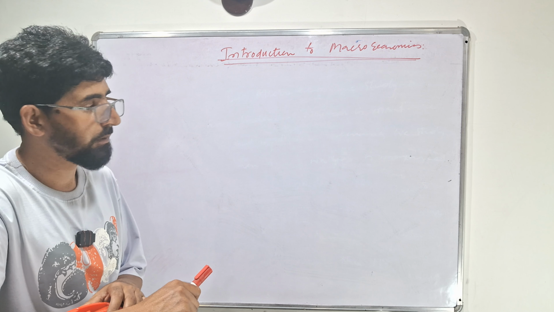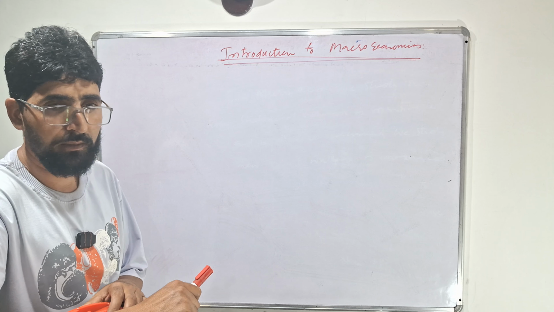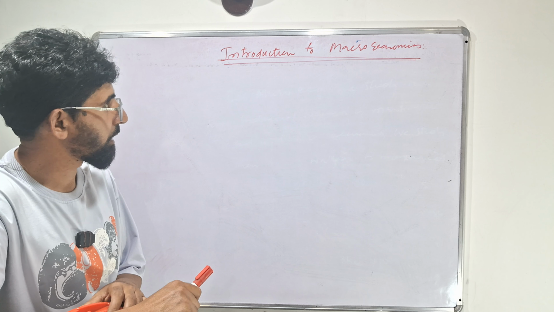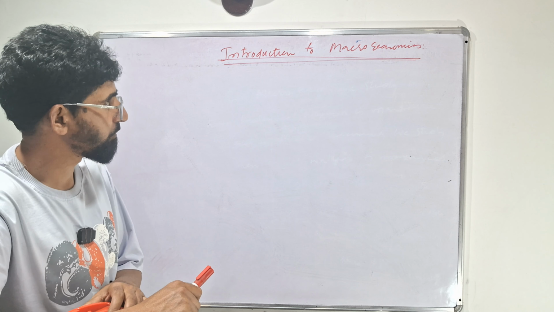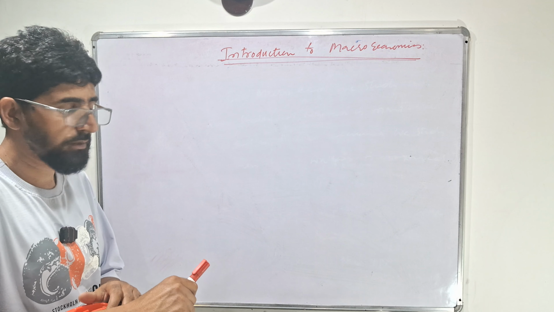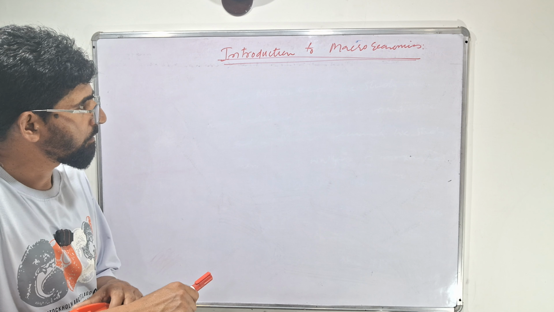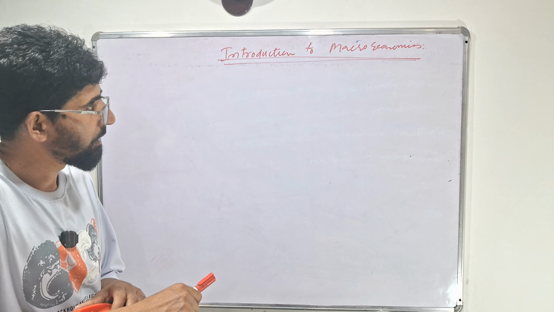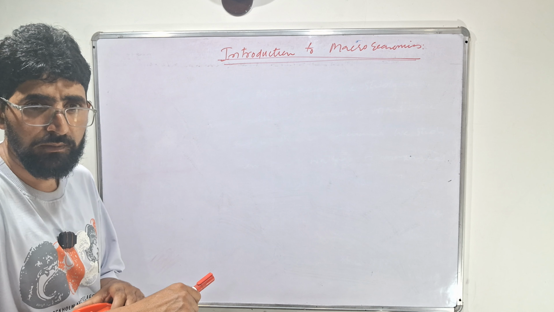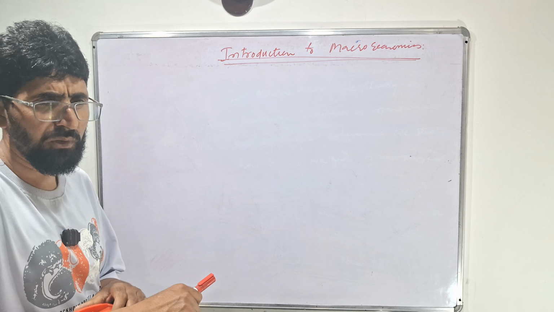Today I am going to discuss paper B, Introduction to Macroeconomics. As in paper first, Microeconomics, we study the behavior of individual units like consumer, producer, or we can call firm, household.